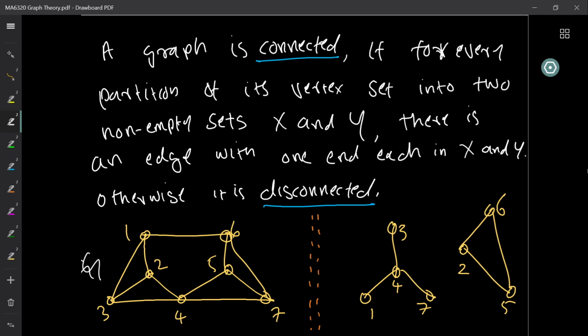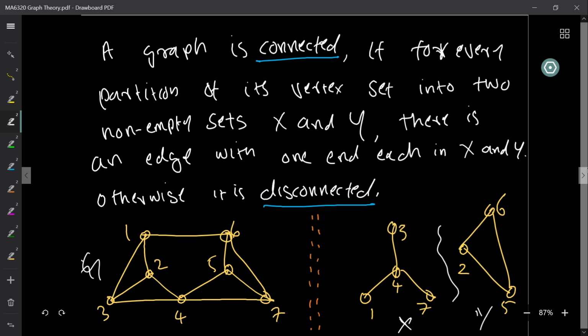On the other hand, the graph on the right hand side I say is disconnected because of the given partition. For example, 1, 4, 7, 3 is one set of vertices and 2, 5, 6 is another set of vertices. That partition tells you that there is no edge that connects this set x and this set y. Therefore the graph is disconnected. Now we will come up with other related definitions for a graph to be connected and then show that they are actually equivalent.